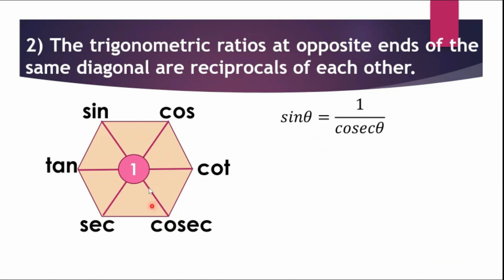Okay? The same goes for cosine. And its opposite is secant theta. So, cosine theta is equal to 1 over secant theta. Okay? And lastly, tan theta is equal to the reciprocal of its opposite, which is cotangent theta. So, that is tan theta is equal to 1 over cot theta. Okay? The same goes for these other three. So you can just list them down, and that's your rule number 2. Again, rule number 2, the trigonometric ratios at opposite ends of the same diagonal are reciprocals of each other.